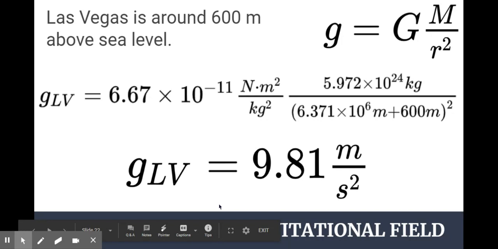Let's look at Las Vegas. Okay. The acceleration due to gravity at Las Vegas, 9.81 meters per second squared. That should look familiar. That's what I've always told you to use, and often I tell you just to round it to 10, okay? But here we're trying to be specific, so 9.81 meters per second squared, all right?